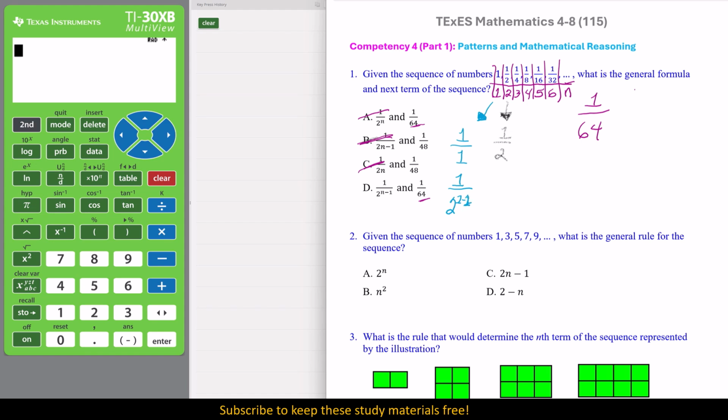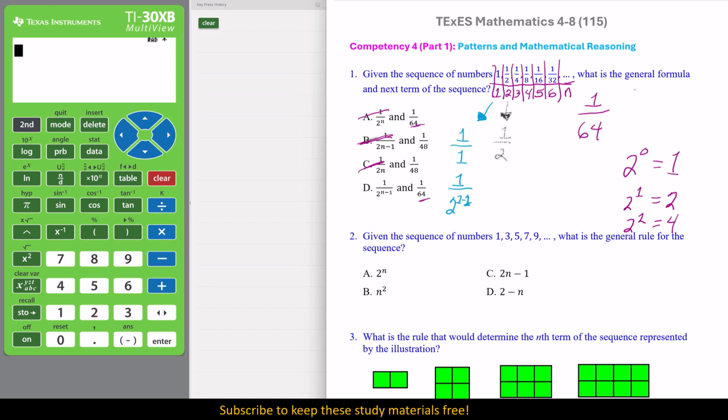Okay, and we should all know, sidebar note, 2 to the 0 power equals 1. 2 to the first power equals 2. 2 to the second power equals 4. Oh, so that's helpful. It's not what we want, though, because that's what A did.